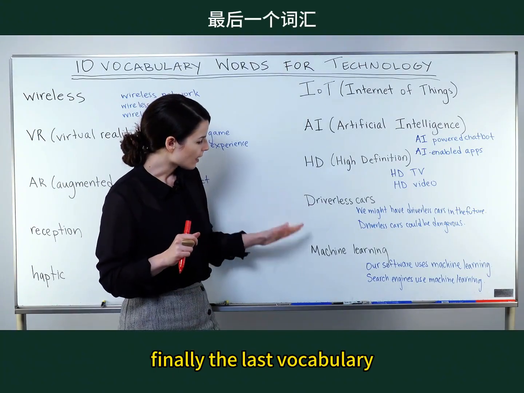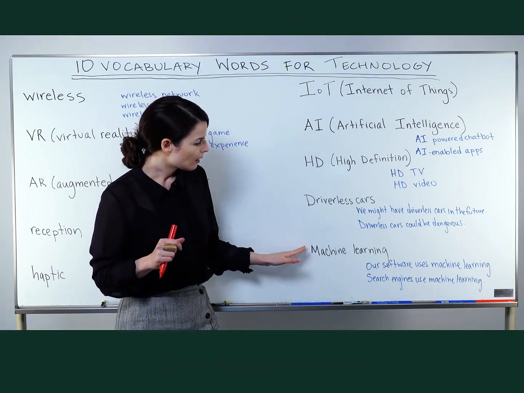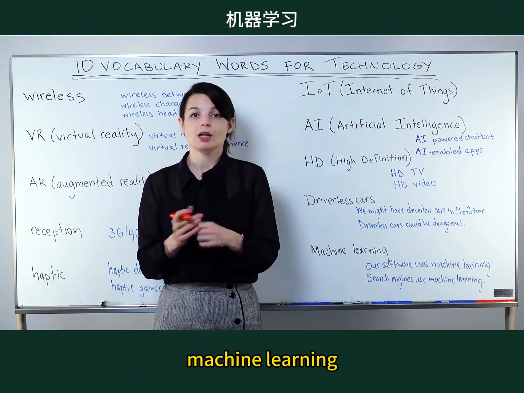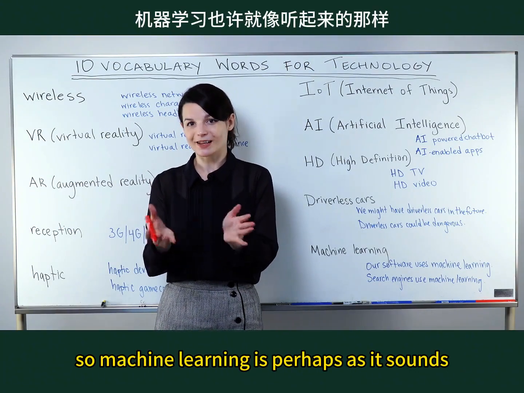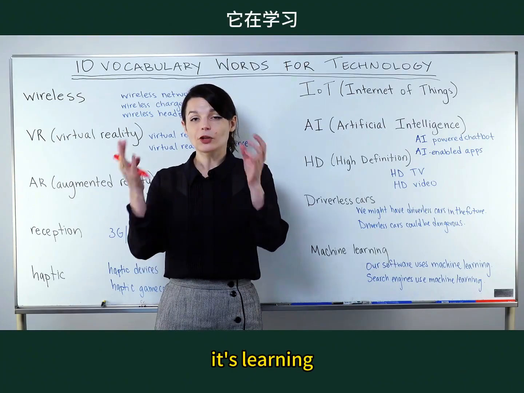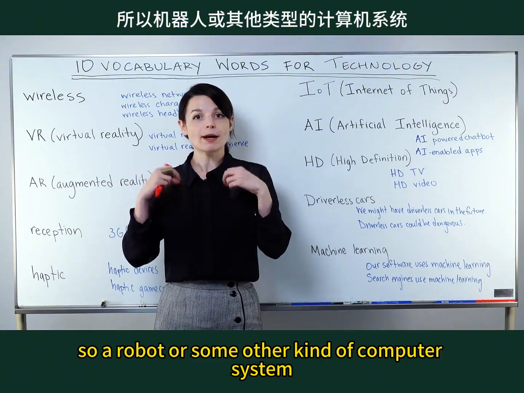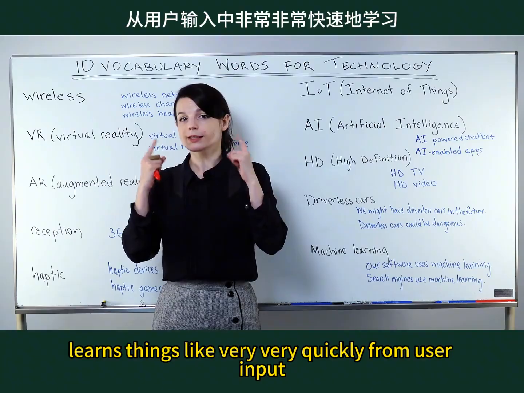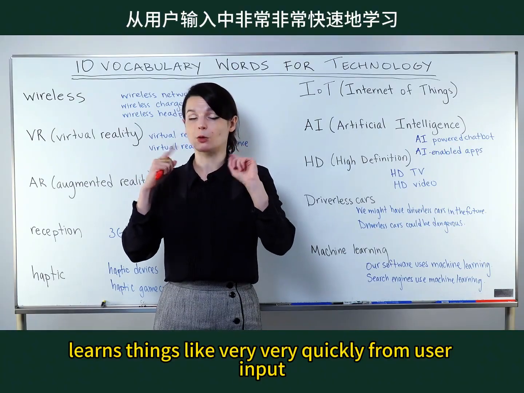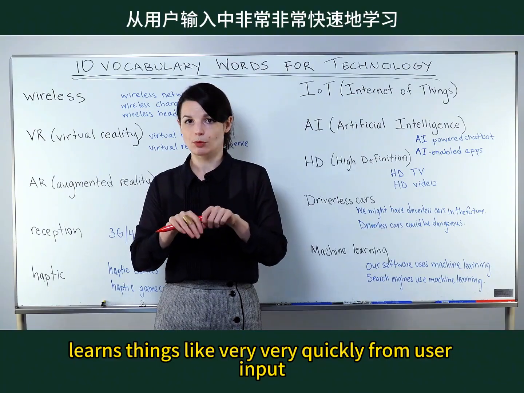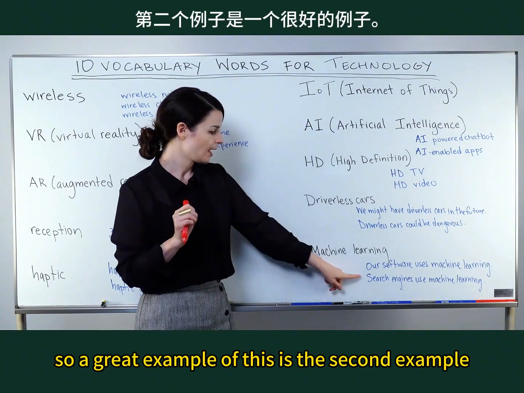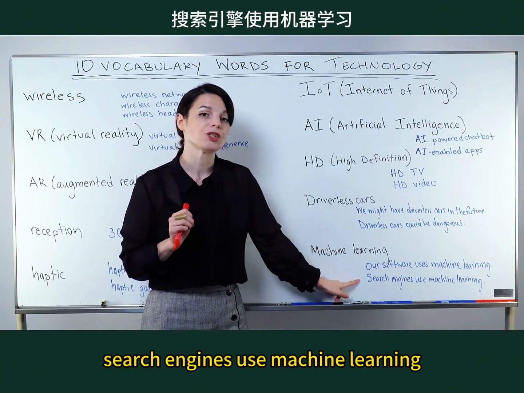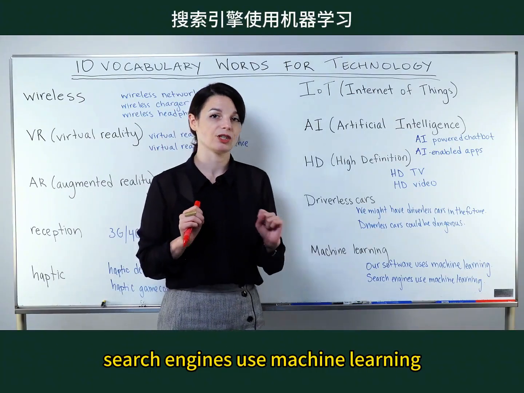Okay, finally, the last vocabulary point is machine learning. So machine learning is perhaps as it sounds, it's learning, so a robot or some other kind of computer system learns things very, very quickly from user input. So a great example of this is the second example. Search engines use machine learning.